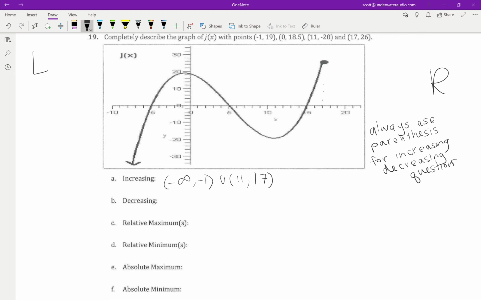Where is it decreasing? Again, we're moving left to right, so it doesn't seem to be decreasing until -1. So -1, and then all the way to 11. Okay, and then, that's it. So next question, where's the relative maximum? So I would say right there, and again, for relative maximums, we answer with x's. So that's x equals -1. And then I see a relative minimum at x equals 11.